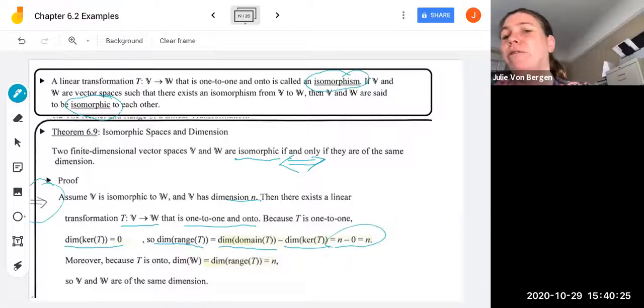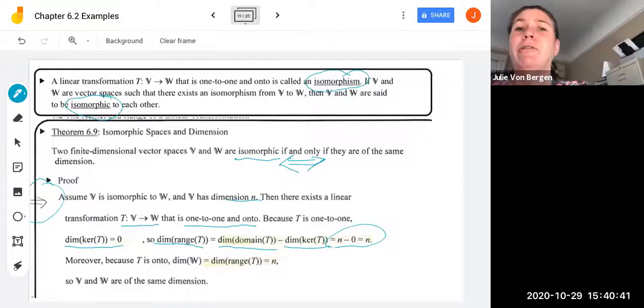And so moreover, because T is onto, the dimension of W is the dimension of the range of T, which is n. And so V and W are the same dimension. So we're making use here of theorem 6.6 and 6.7 that we proved earlier.